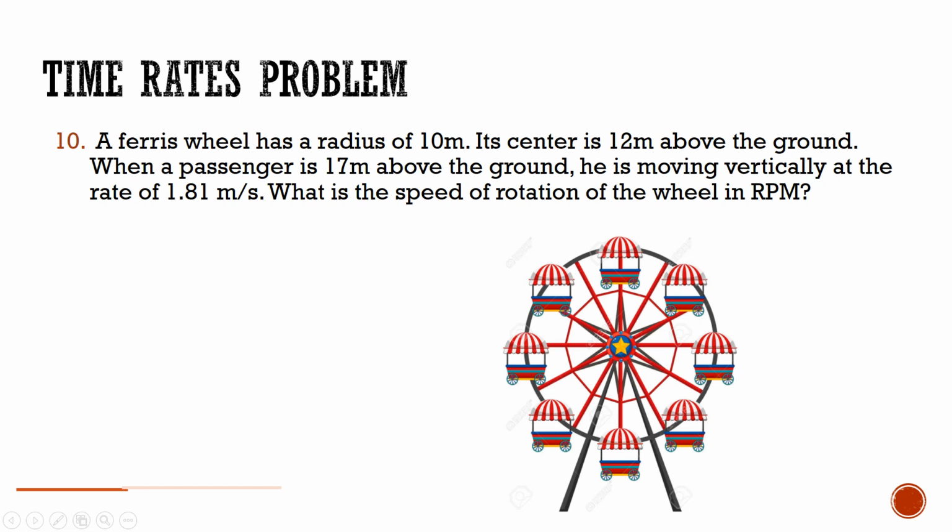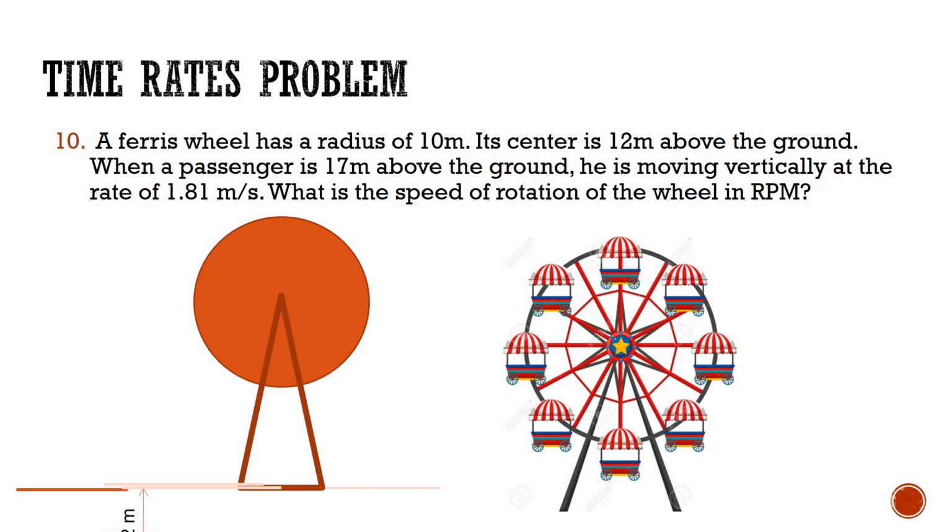So our concern is actually y, because here the condition, the problem, we need to determine y, because when the passenger is 17 meters, that is a y distance, and the rate of the vertical is given, that is actually dy/dt, or 1.81 meter per second. So that is along the vertical. So our concern here are vertical dimensions, no?